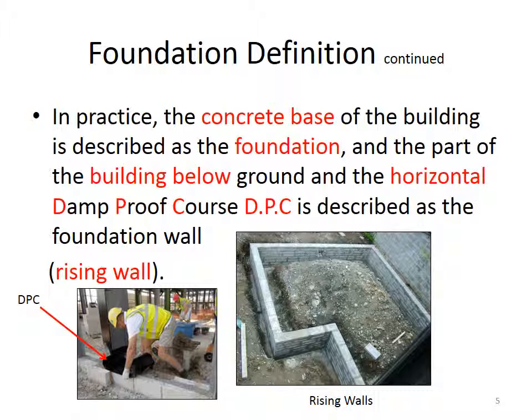The rising walls are the walls that are built underneath the ground level, and they're built up to the damp-proof course level, and we can see an example of somebody putting down a damp-proof course there in the image in the bottom left hand corner. The damp-proof course is used in order to prevent moisture rising up from the ground into the building.